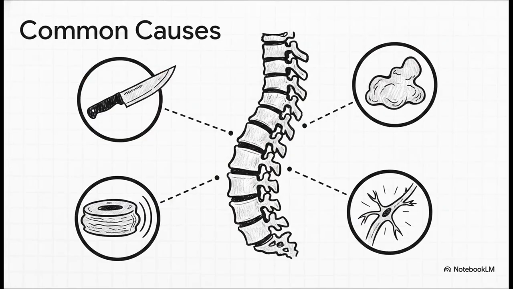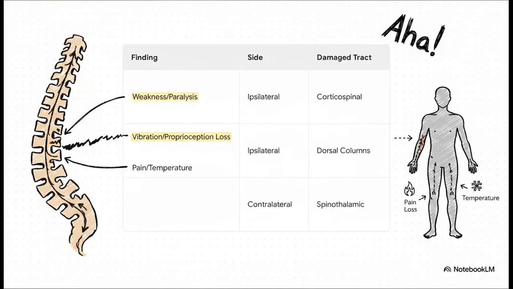And look, this isn't just some weird thing you only see on exams. This happens for real. The classic example everyone learns is a penetrating injury, like a stab wound. But it can be caused by all sorts of things. A tumor pushing on one side of the cord, an MS lesion, a big disc herniation, even an abscess or a bleed.